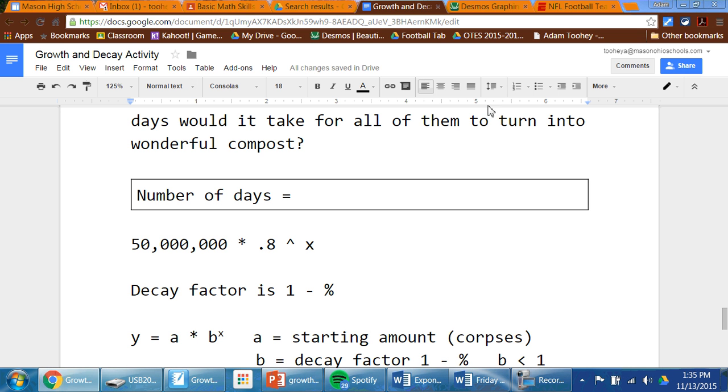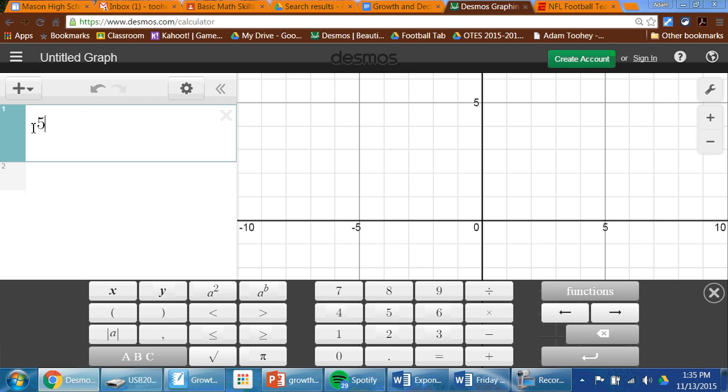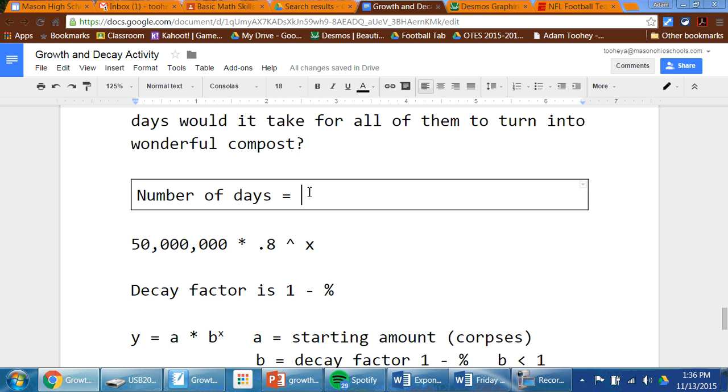Once I have that, I'll go back to my calculator, 50 million times 0.8, and then I'm just going to start typing in numbers to see when it's going to reach 0. How about 20? Okay, 20, we're still not at 0. I've got to go until my number would reach 0. That's what I've got to do. When I find that number of days, I will put this exponent in here for the number of days.